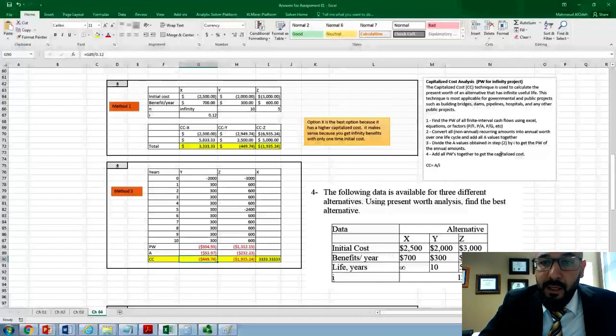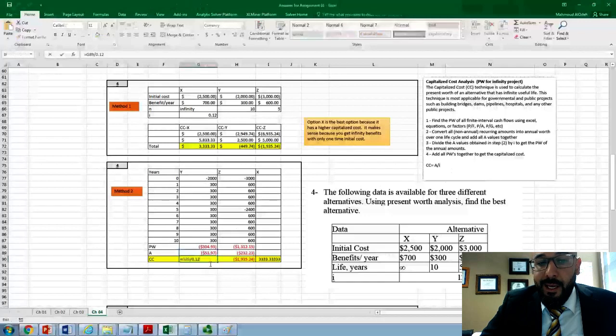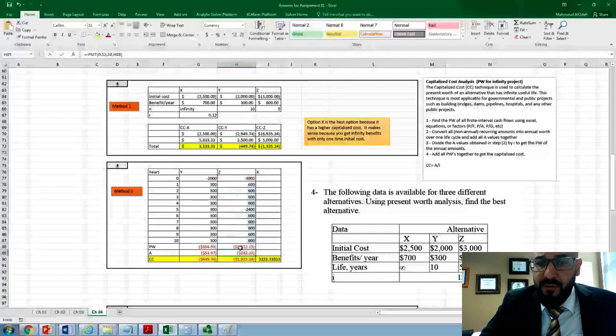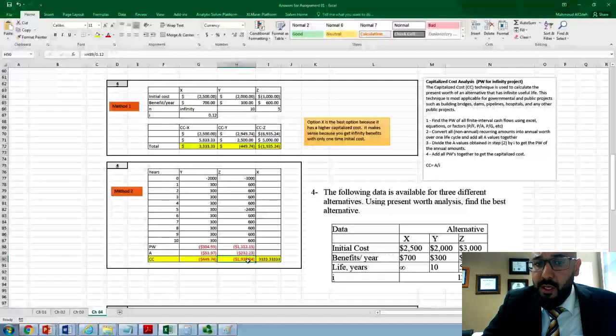Now you can apply this equation. C, the capitalized cost, or CC, is equal to A divided by I. So once you find the A, you can divide it by I, and that would give you the same result. If you notice, 449. Do the same thing for Z for 10 years. Find the present worth, and then once you find the present worth, you find the A using the PMT function. And once you find the A, the equivalent A for this present worth, you divide it by I of 12%, and this should give you the same answer, 1935.